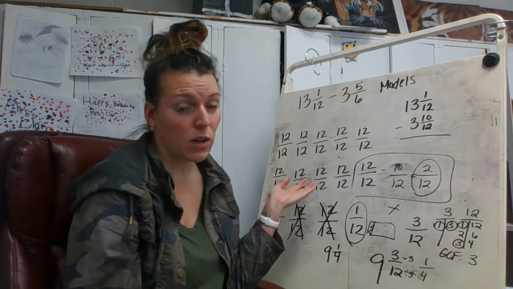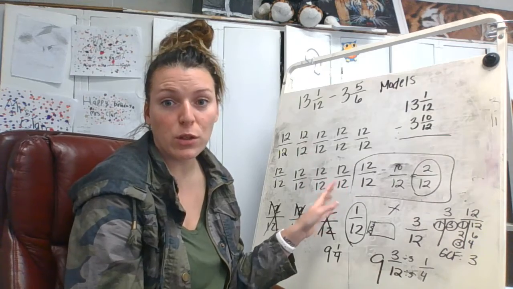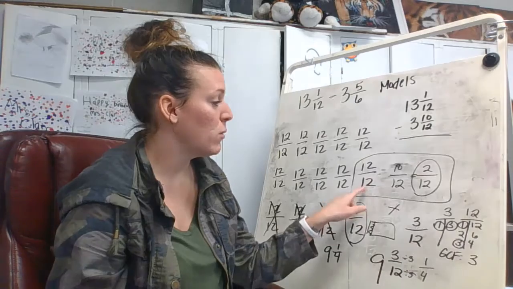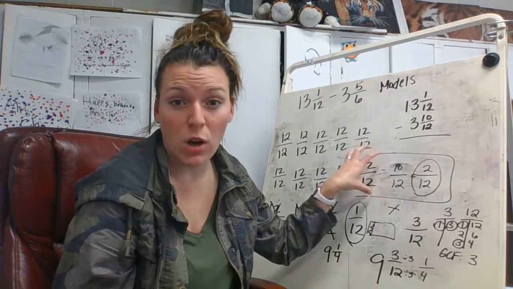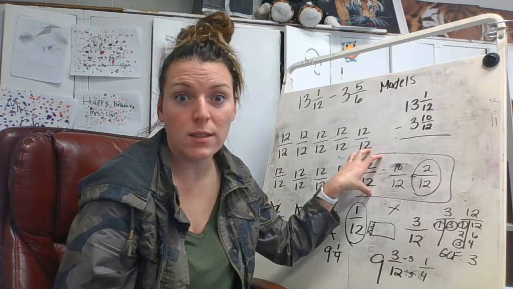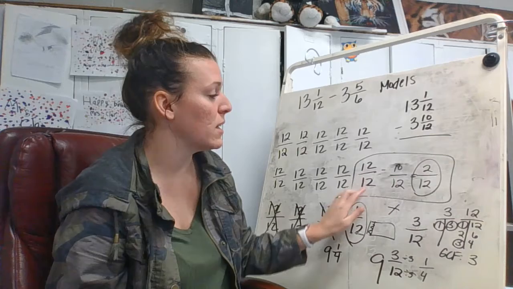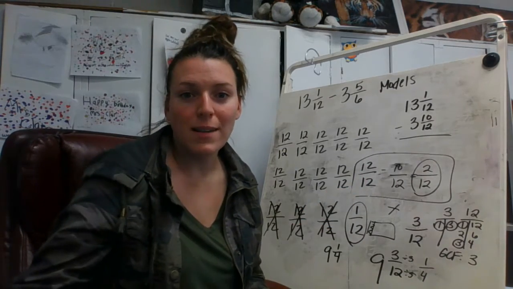Now, this is a lot of writing on this one, but if you are a picture person, it might be easier for you to see it and mark them out. And don't forget that when you are taking from a whole, that whole is no longer there. That whole is being eaten. So make sure that you're not counting this whole still in there. Okay? All right. Good job.